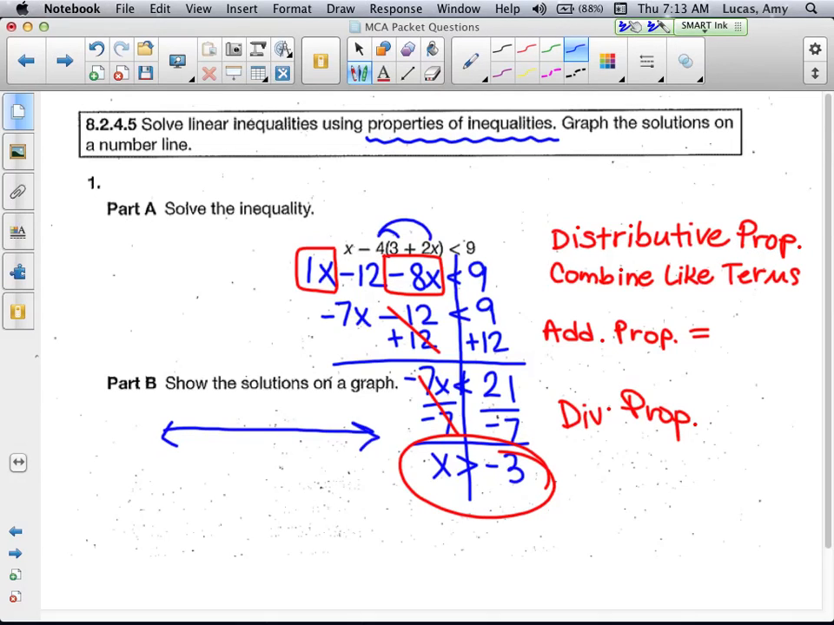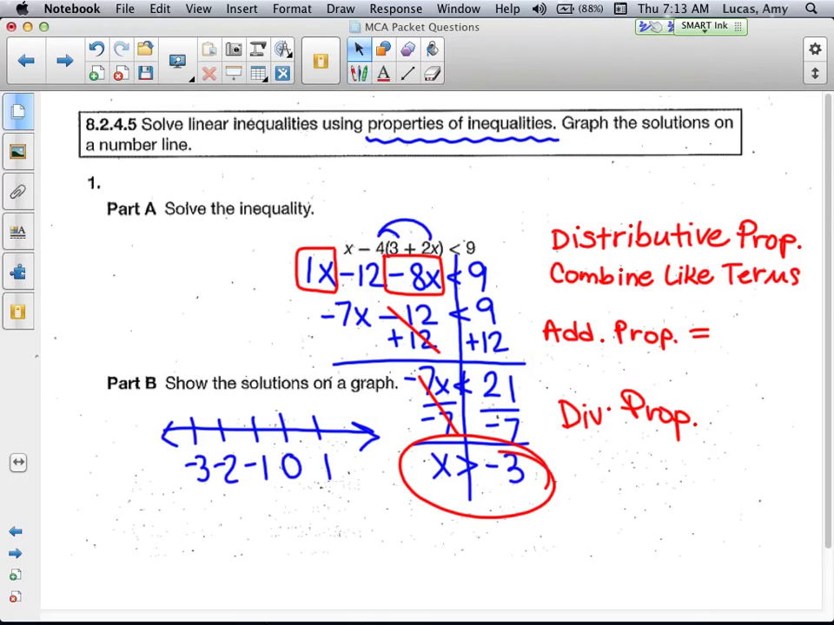On a number line, remember that -3 would be to the left of 0. Greater than means an open circle because it's not equal to -3. It's greater than -3. So I'm not including the -3. And then the numbers are greater to the right on a number line. As you move to the right, the numbers are greater.